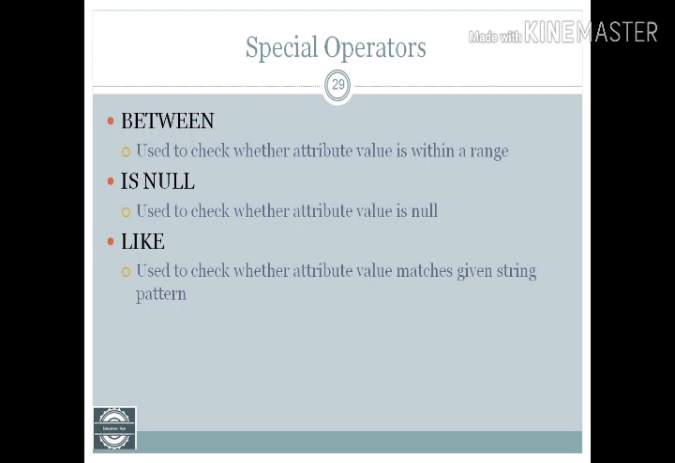Now some special operators are also there: between, is null, like. Between means values within a specified range. Is null is used to check whether the attribute value is null or not. And like is used for pattern matching purposes.